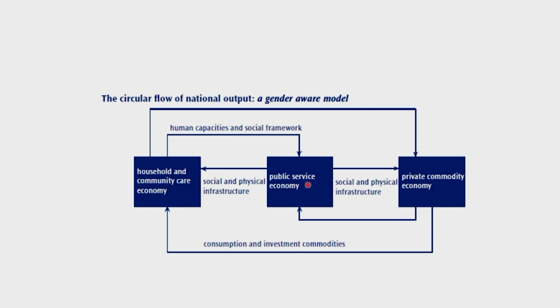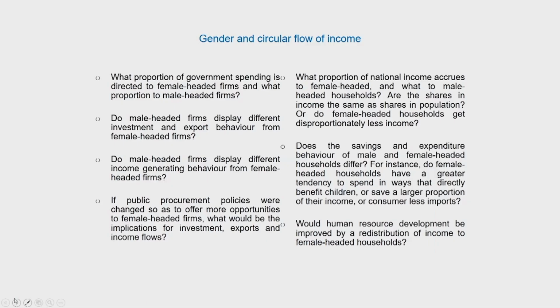The public service economy, which in the previous case focused only on redistribution of resources, here provides social and physical infrastructure to the private commodity economy to be able to provide private commodities. The public service economy also provides social and physical infrastructure to the household and community economy, and then consumption and investment commodities go into the household and community care economy. So this is a very simplified visualization of how a gender aware model can look, and these models can also be incorporated into macroeconomic models.